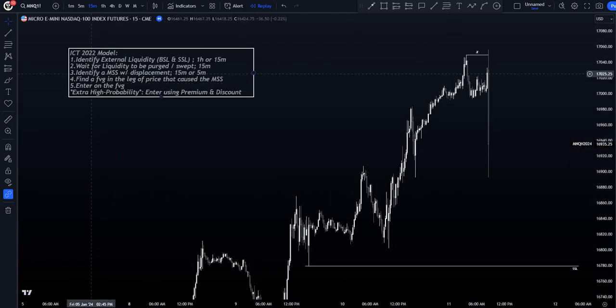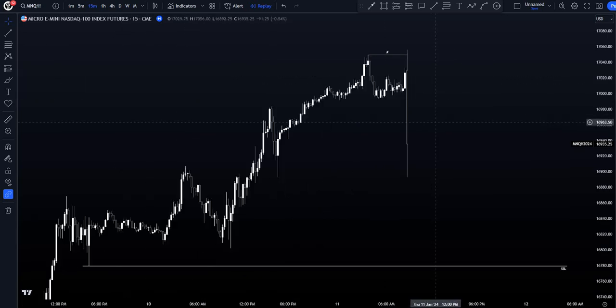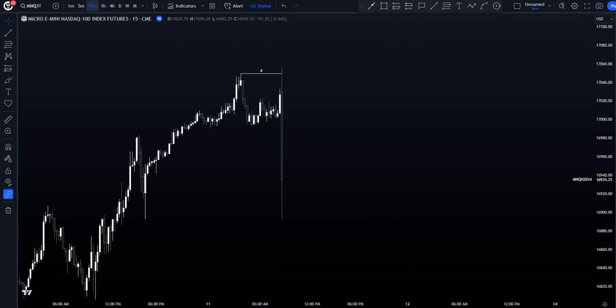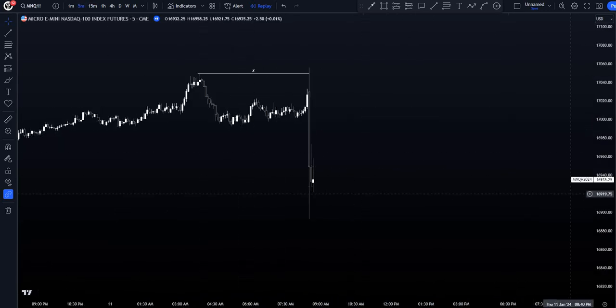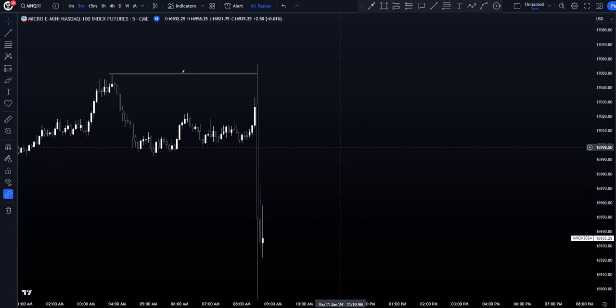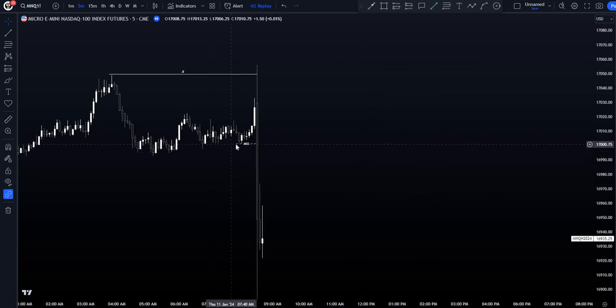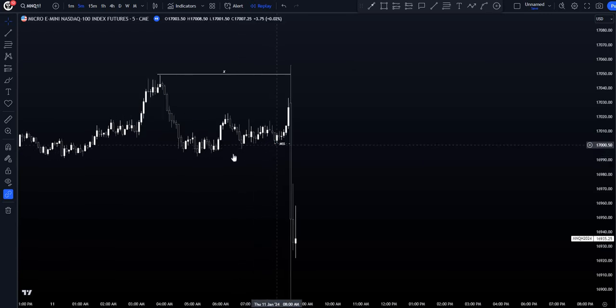Next, we want to identify a market structure shift with displacement, and this can be either on the 15-minute or the 5-minute time frame. On the 15-minute, we can't really see any detail inside the candle, so we'll go down to the 5-minute time frame. So boom, here we have our market structure shift right here. This is the first break of market structure with displacement, which will be identified as our market structure shift.